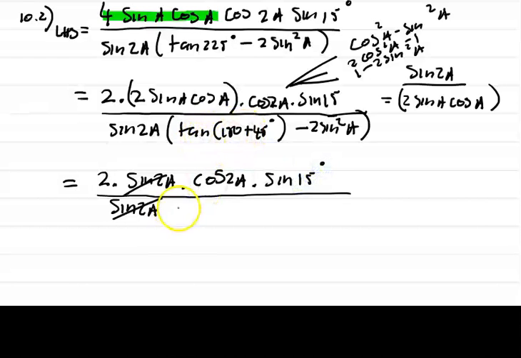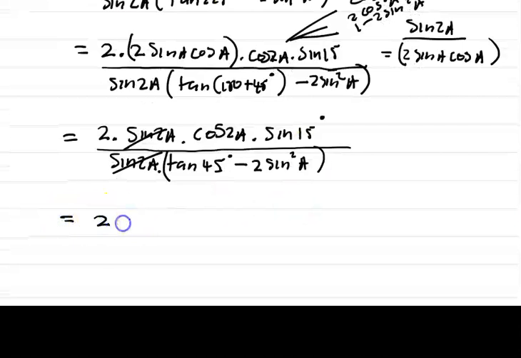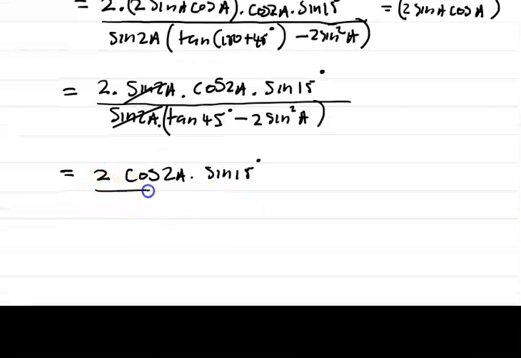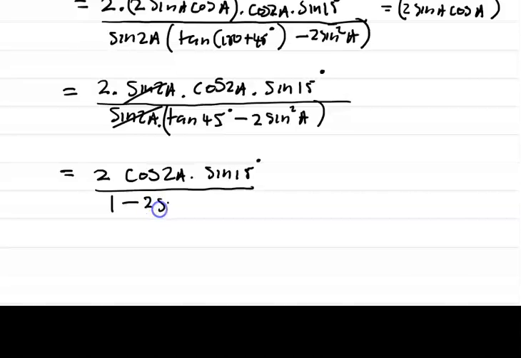Tan of 180 plus 45, remember, is tan of 45 degrees. Tan of 45 degrees equals 2 minus 2 sine squared A. So therefore, I have 2 cos 2A sine of 15 degrees all over tan 45 is 1 minus 2 sine squared of A.